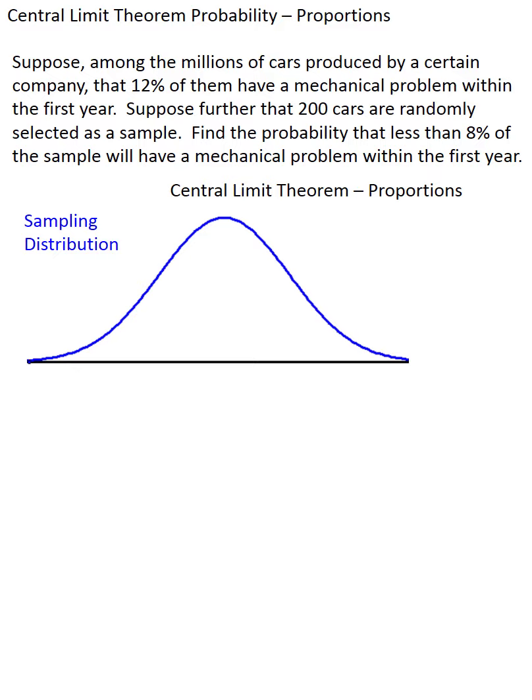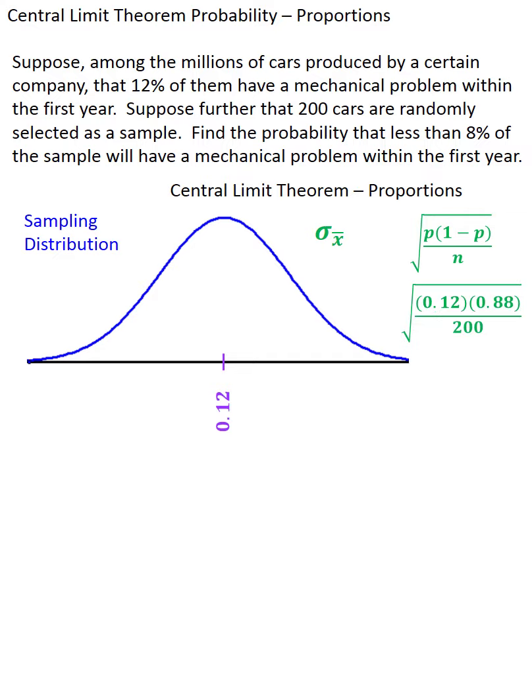Second, that the mean of the sampling distribution will be the same as the population proportion with mechanical problems, in other words, the 12%. And the third thing that the central limit theorem gives us is a way to compute the standard deviation of the sampling distribution using this formula, where P is the population proportion, or the 12%, and 200 is the sample size. This all works out to be 0.023, or about 2%.